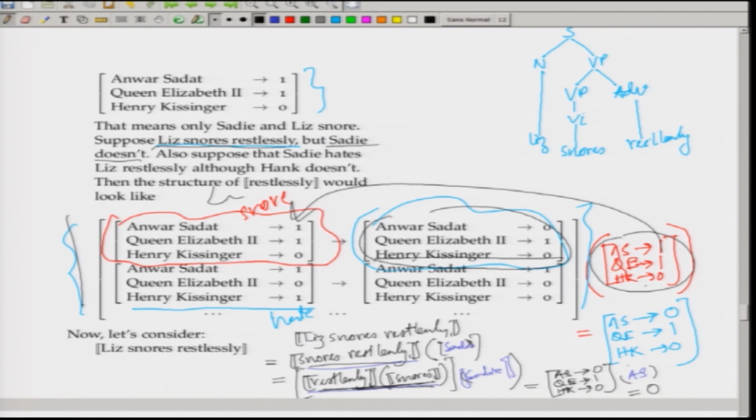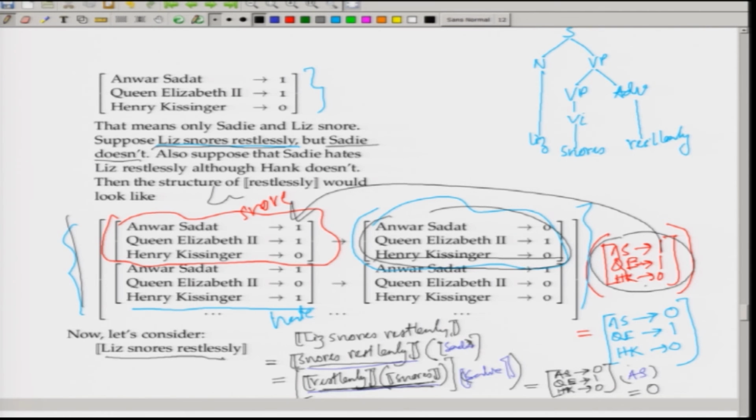So we can see that this complex function, this function which is the meaning of restlessly, actually has to be complex. This is just one part of it. What is the second part? The second part is another sentence. For example, if we have a sentence like, let us consider Liz hates Sadie harmlessly. We will consider this sentence, or no, we would just stick to Liz snores restlessly.